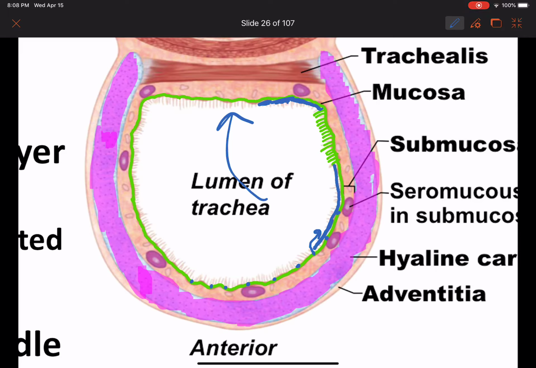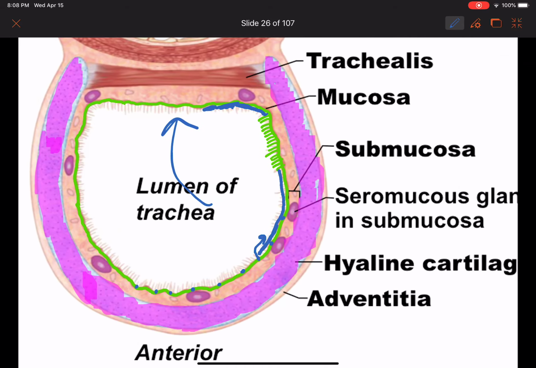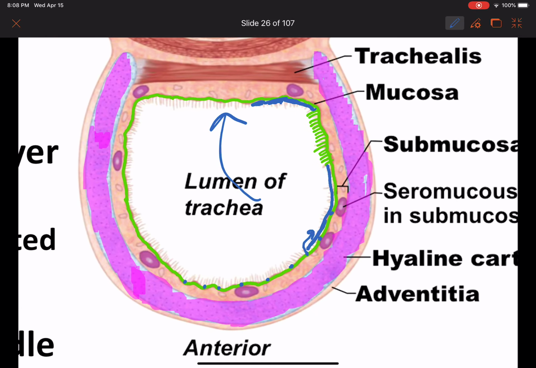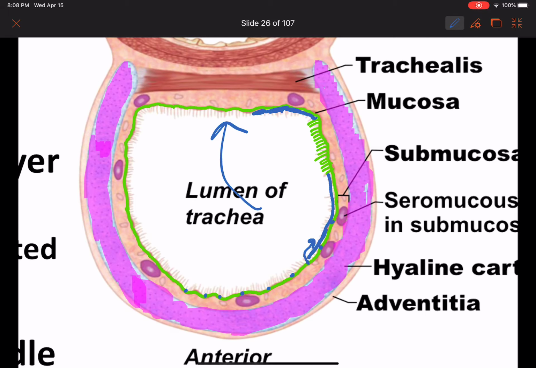Now, the submucosa is primarily composed of connective tissue and seromucous glands. Seromucous glands, what do you think they produce? Well, they produce mucus. The sero prefix, however, refers to the fact that they also can produce a thinner serous fluid. But the same idea is true with the goblet cells. The idea is that we're going to secrete this fluid out onto the apical surface of the pseudostratified ciliated columnar epithelium, so the cilia of this mucosa can sweep the mucus away as it constantly traps particulate matter.